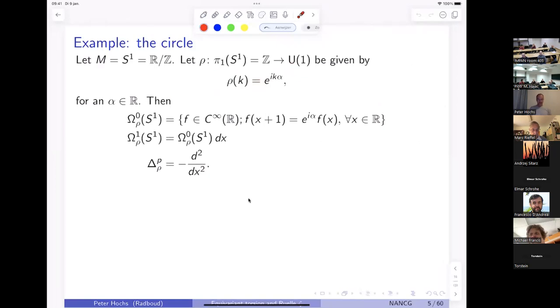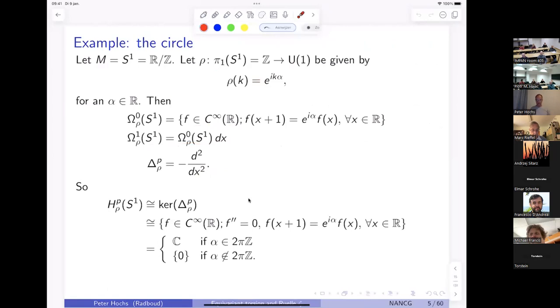In this case, the zero forms and the one forms twisted by rho are isomorphic. So at the level of the zero forms, writing out the definition becomes this. We take the smooth functions on R, the universal cover, which have this periodicity property. And the one forms are the same thing times dx. And the Laplace operator is just minus the second derivative. So what is this cohomology in this case? We can compute everything, so it's all very nice.